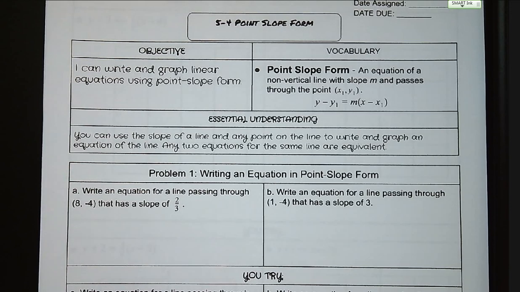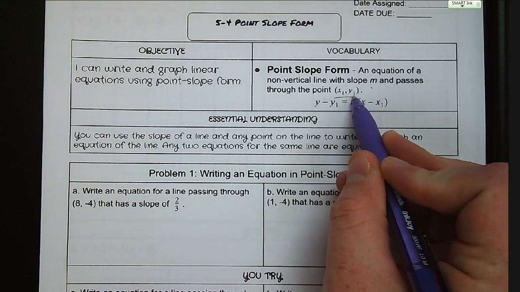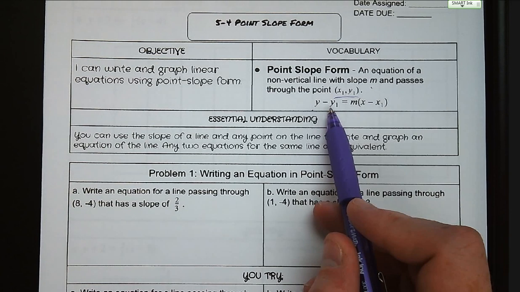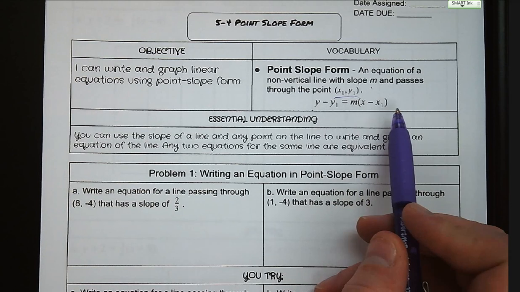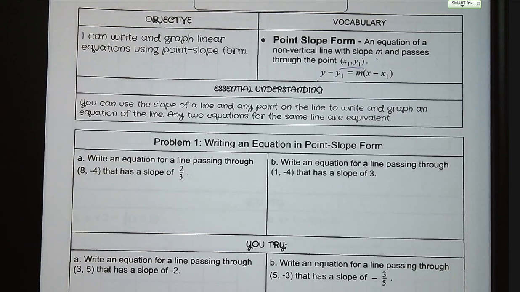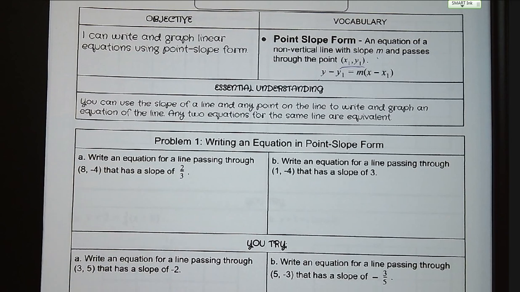Well, it is an equation of a non-vertical line with a slope m that passes through the point (x1, y1). The way we write it is y minus y1 is equal to m times (x minus x1). And you can use the slope of a line at any point on the line to write and graph an equation of the line. Any two equations for the same line are equivalent.